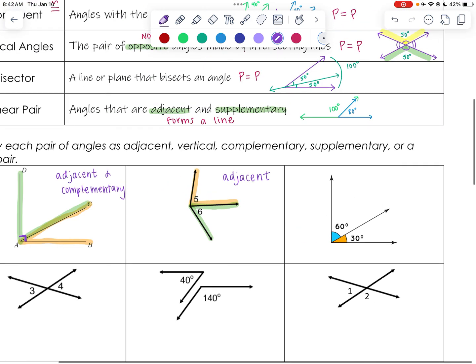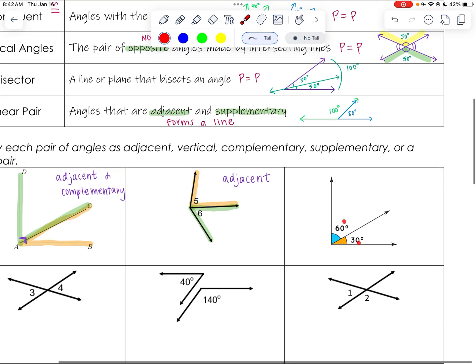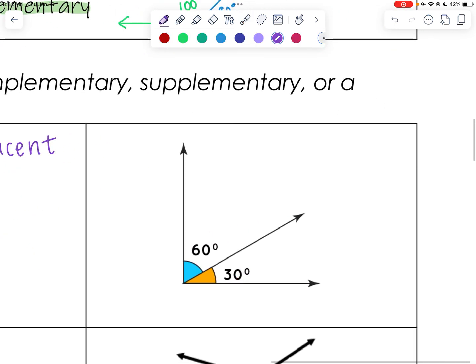Now, on this next one, it's really similar to this first one over here. These two angles are touching, so adjacent, and then 60 plus 30 adds up to 90. So these two angles would also be adjacent and complementary.